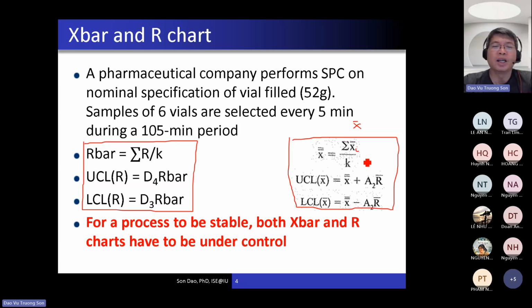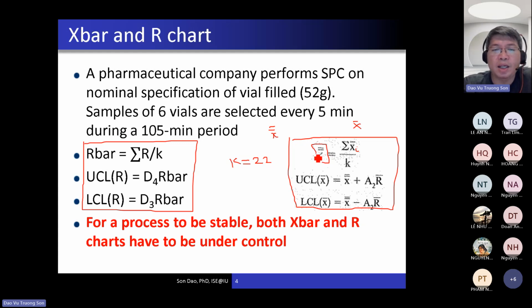Then we have the grand mean. We call the process average of the X bar chart X double bar, two bars. That is the sum of all X bar divided by K, where K is the number of subgroups. In this case, K is 22. So we already have the process average for the X bar.